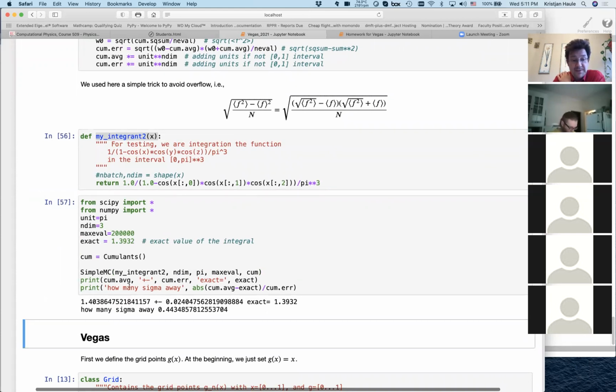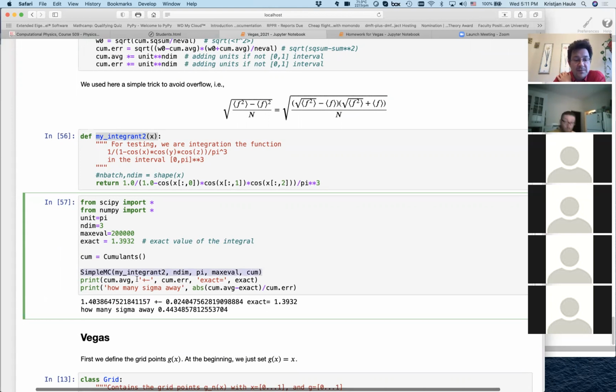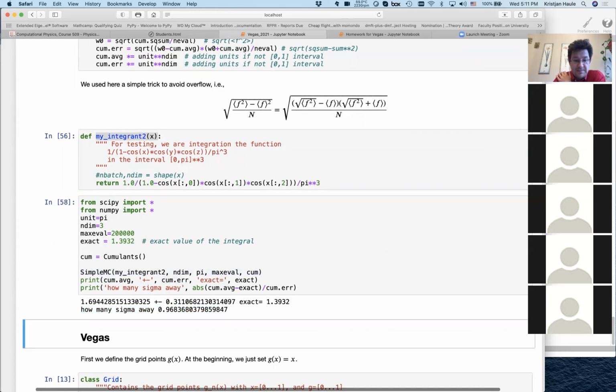Then we just evaluate the results. After this sampling they are written in this cum function, and cum average, as you remember, is the average of the function times the volume, which is the value of the integral, and cum error is the standard deviation, the error of our integration. And of course, the exact value we know. By knowing the exact value, we can calculate how far from the exact value our integral is, how many sigmas apart. We see that in this case it's 0.4 sigma apart, but sometimes it's several sigmas apart, 1.4 for example.